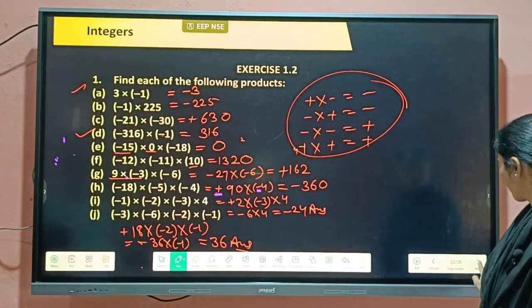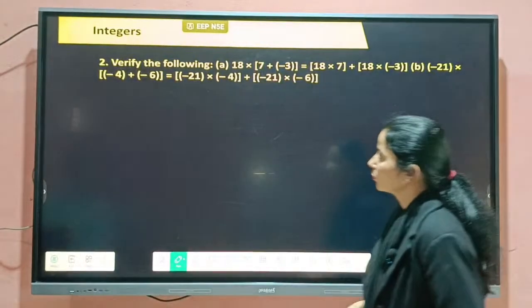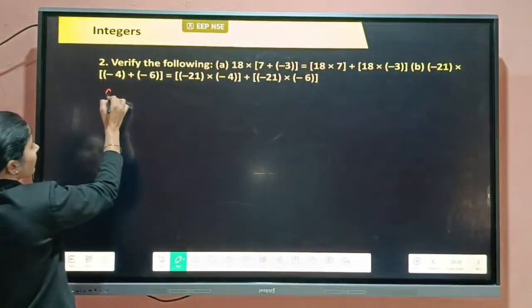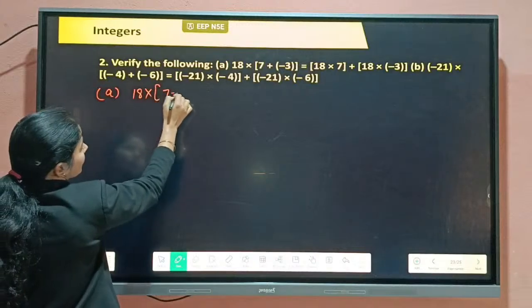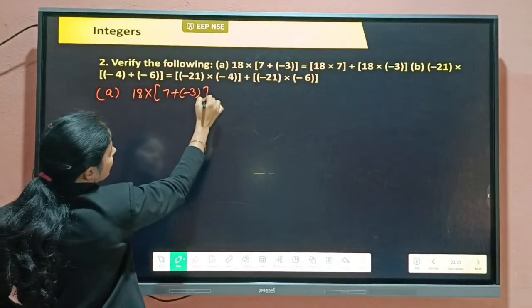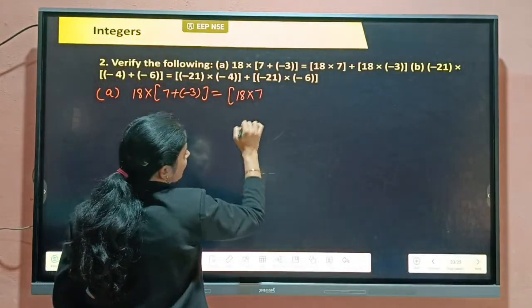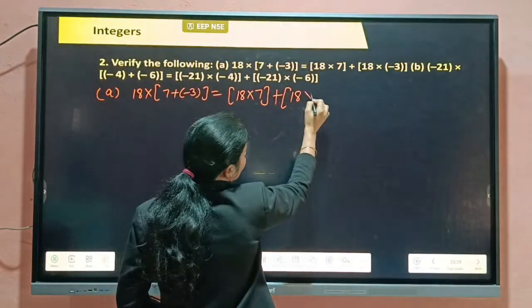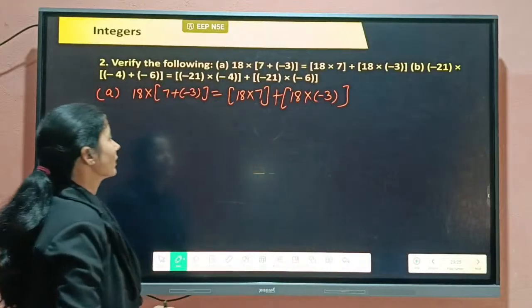So question number 1 is completed of exercise 1.2. What is question number 2? Verify the followings. What is the first part? 18 into this 7 plus minus 3 should be equal to 18 into 7 plus 18 into minus 3. This we have to verify.